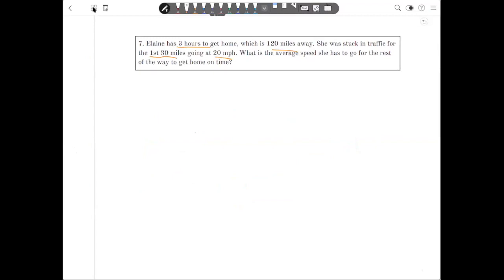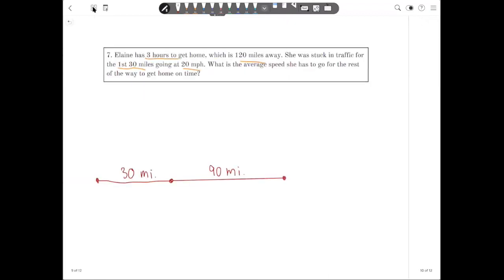So 3 hours to get home, 120 miles. So for the first 30 miles, let's divide into chunks. 30 miles, 90 miles. Okay, so for the first 30 miles, they go at 20 miles per hour. And we have to find what's the average speed to get home on time, which is in 3 hours. So does anyone know where to start?